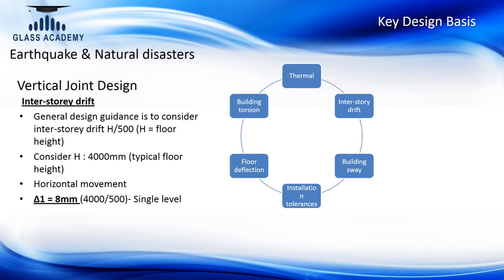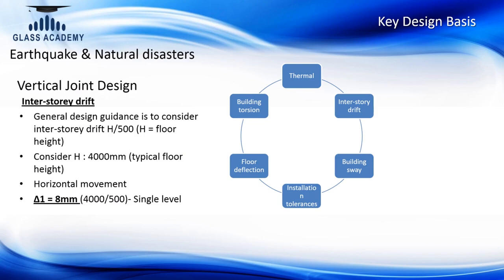Inter-story drift is mainly from floor to floor. Drift happens sideways due to the building sway. A lot of standards allow this, like h over 500, so floor height divided by 500, which the engineer needs to understand so that he can design the joint such that it will not crack or fail during the building movement. And the joint design is needed primarily for this factor.